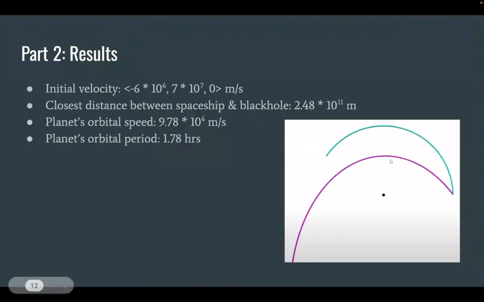the initial velocity. For our results, the guess and check method led me to find that -6 times 10 to the 6th and -7 times 10 to the 7th meters per second will be the initial velocity that allows the spaceship to not crash while doing a full revolution.